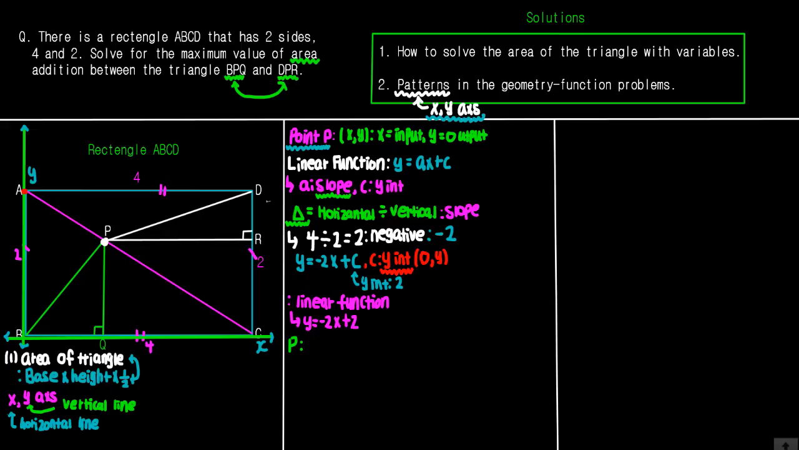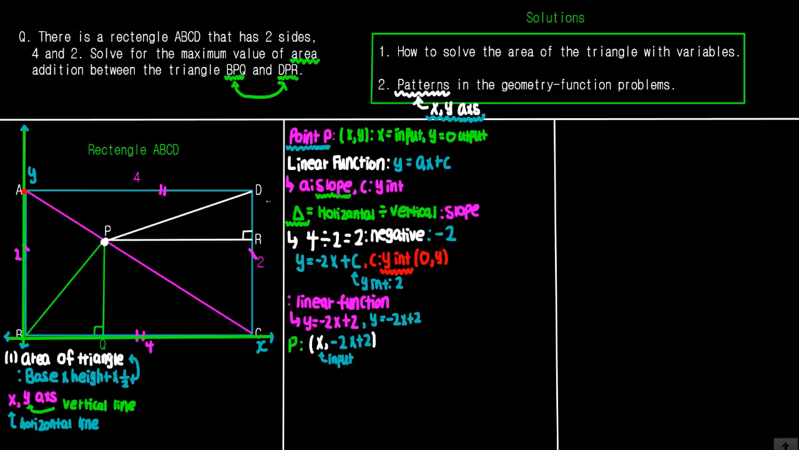Since we need it to be on that linear function, we can set our P coordinate as (x, y). x is the input of our function and y is the output. We don't know our x value, so we can simply set it as x. But then we can know the y value. If we input x back into our original function, y is equal to negative 2x plus 2. So our y value will be negative 2x plus 2. This is what our point P will be.